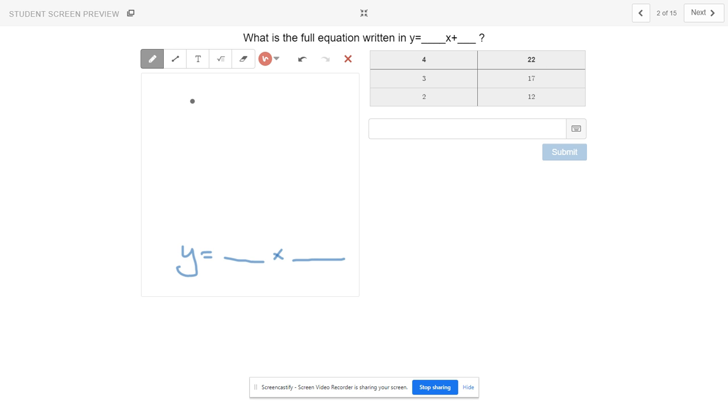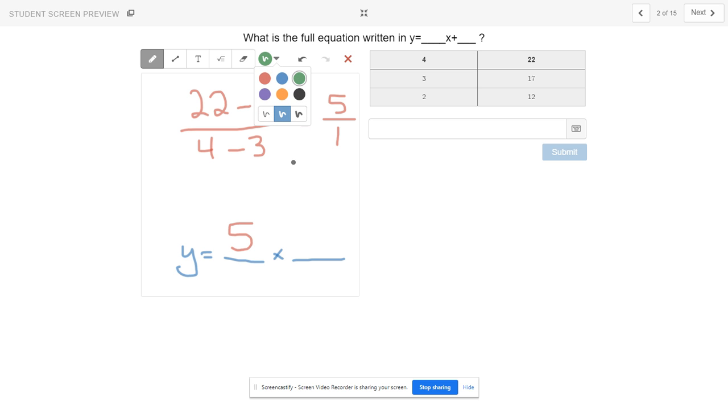So 22 minus 17. Why am I doing that? Y minus y over x minus x. All right, when I get to this point, 22 minus 17 is actually 5. 4 minus 3 is 1, okay? So then your slope is going to be 5, remember, it goes right there, okay?